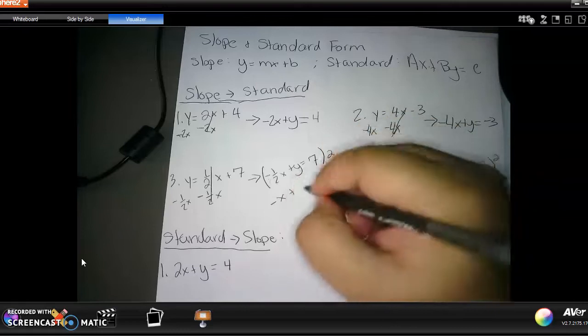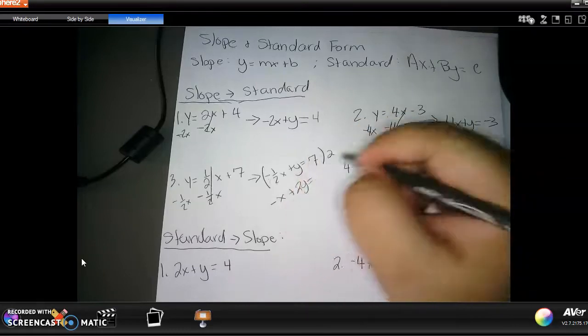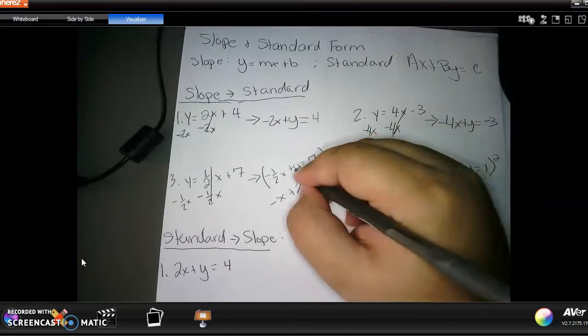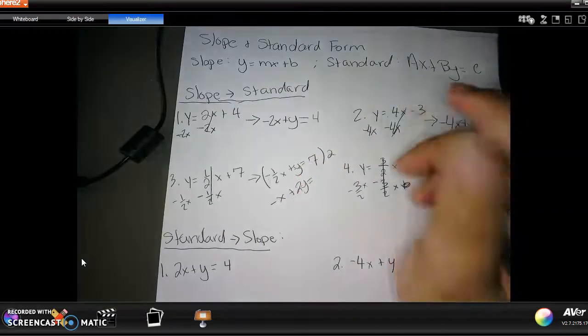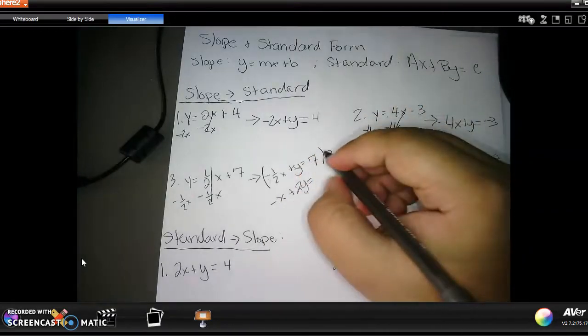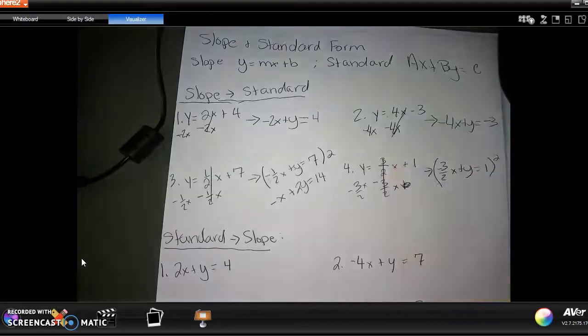times y, well that's 2y, equals, because that's like saying 2 times 1, right? But you have a y there, so you have to tack them together. And then 2 times 7 is 14. Okay? And that's it. Now we fixed it.